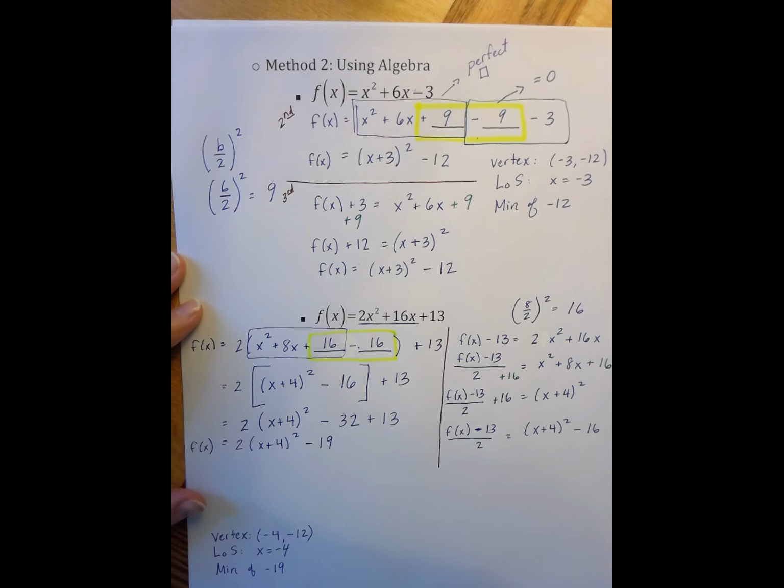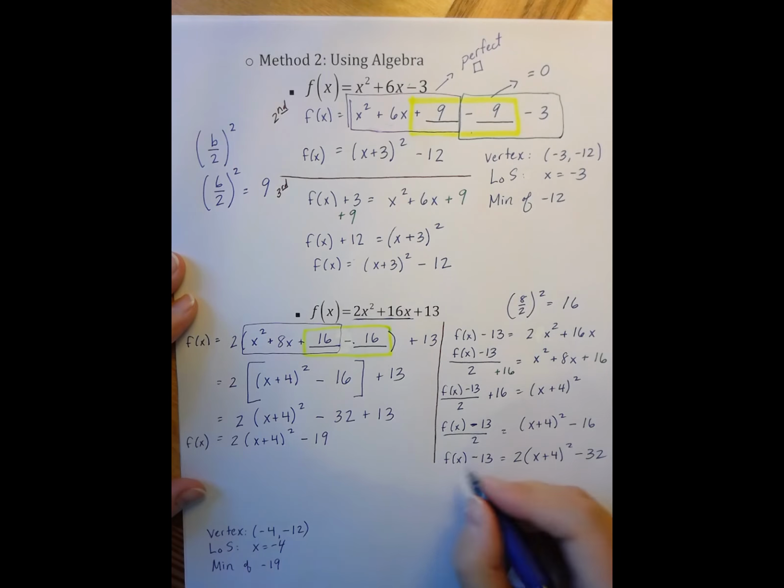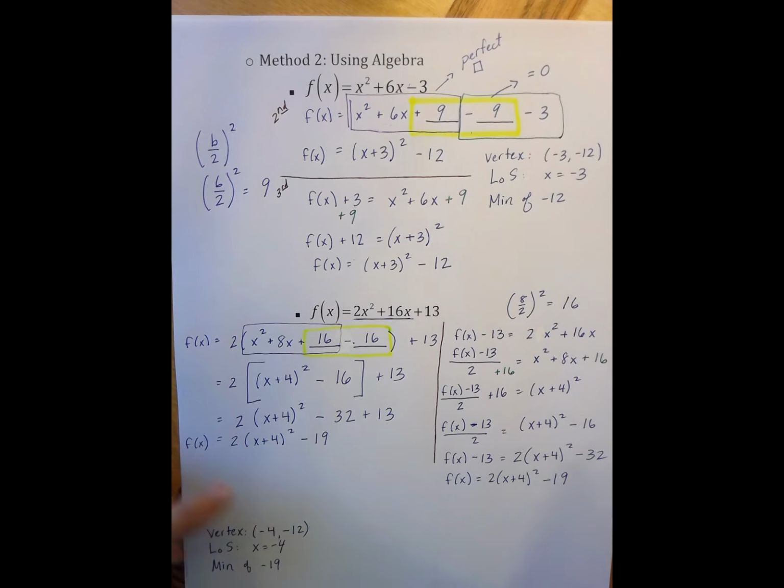Multiply everything by 2. So f(x) − 13 = 2(x + 4)² − 32. And then add 13 on both sides. So f(x) = 2(x + 4)² − 19. So the same exact answer.